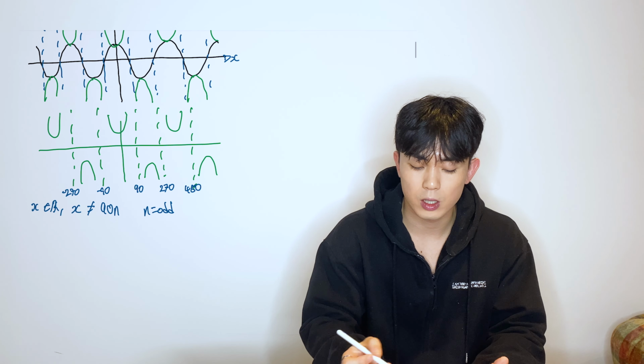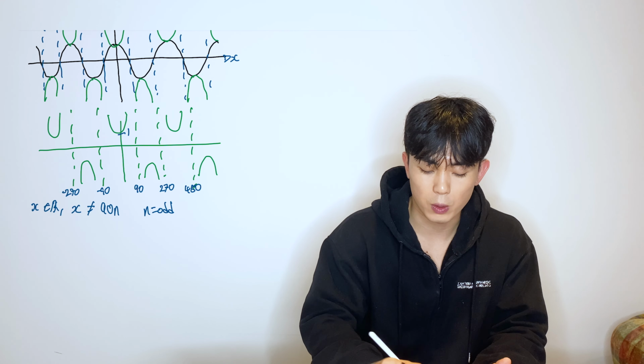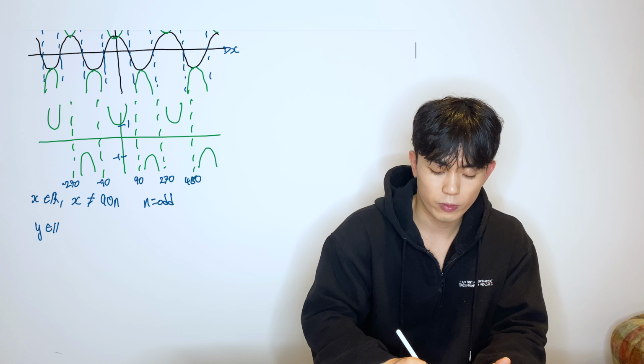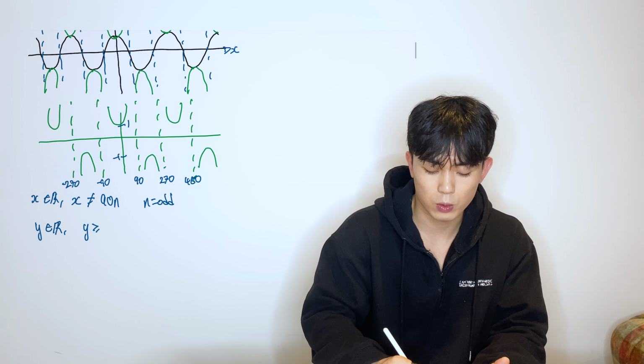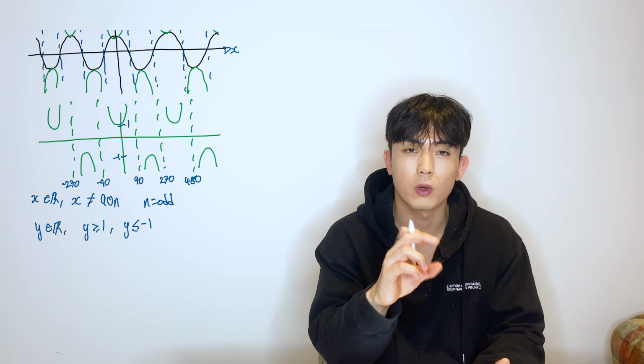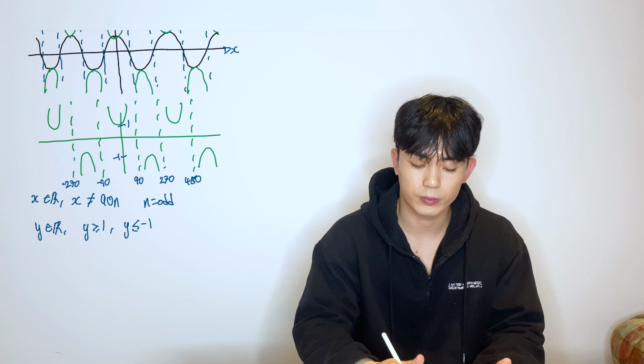Now the y values. You can see we flipped it up and down, so these points are still going to be 1 and negative 1. So y has to be larger than or equal to 1, or less than or equal to minus 1. There are no values between 1 and minus 1. And that's the sec graph.